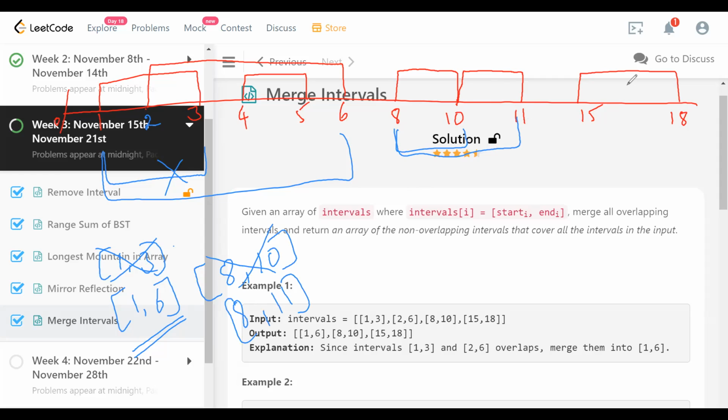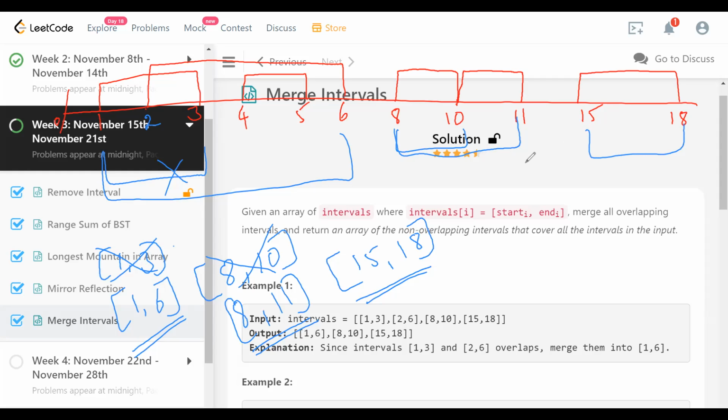Now look at the next interval, which is 15 to 18. 15 is greater than 11. That's why this interval is not going to change. So we have a new interval in the result from 15 to 18. And after that, there are no more intervals in the input, so this is the end of it. So we are going to have three intervals in the result, as shown here, right? 1 to 6, 8 to 11, and 15 to 18.